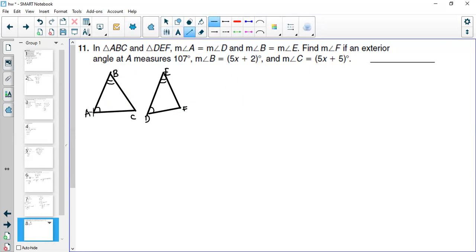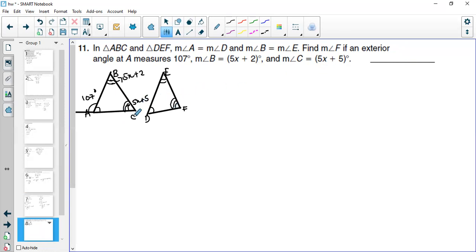Find angle F if an exterior angle at A measures 107 degrees. So there's an exterior angle here which is measuring 107, and this is a bit different question than what we have done. And angle B, this angle is 5x plus 2. And angle C is 5x plus 5. Okay, so I marked it 3 times because that angle is not equal to any other angle. So what are they asking to find? Find angle F. So you have to find this angle here.